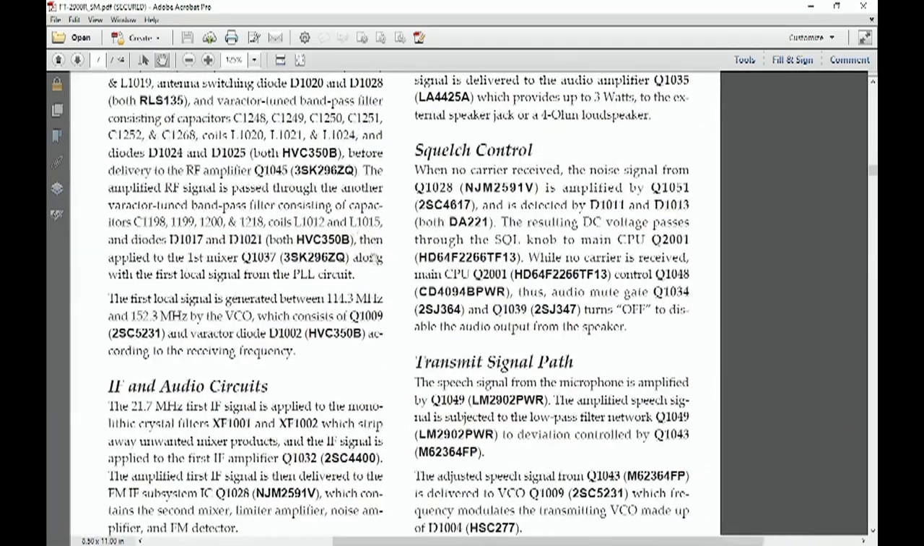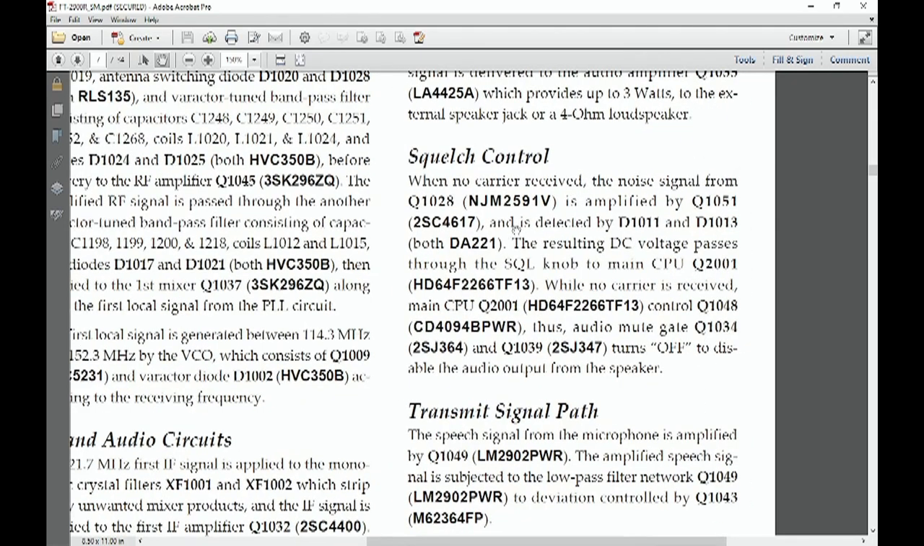Now let's check the service notes for the squelch control and read the notes. When no carrier is received, the noise signal from Q1028 is amplified by Q1051 and is detected by diodes D1011 and D1013, both DA221. Those diodes are marked with component numbers in parentheses. Those are reference numbers for the datasheet, which you can find and download in Google if you search for the part number. Let's continue. The resulting DC voltage passes through the SQL knob to main CPU Q2001.